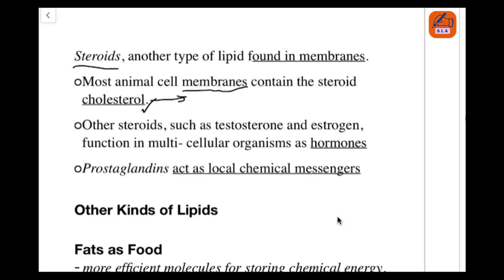So, what are other types of lipids? We have prostaglandins. Prostaglandins are also types of lipids. They're basically modified fatty acids. And what function do they have? They act as local chemical messengers in our bodies. What is that? They are used in cell communication.